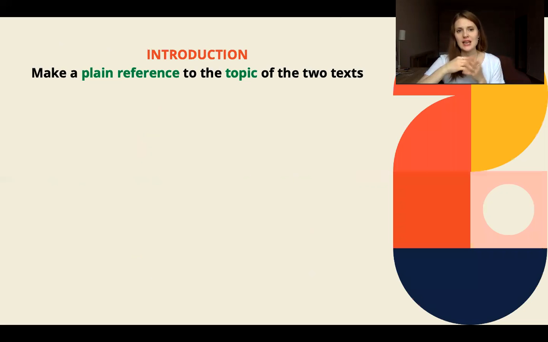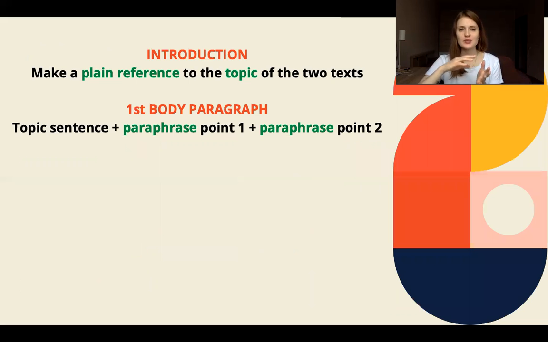Okay, first is the introduction, as usual. You make a plain reference to the topic of the two texts. In our situation, this is stress. And you just briefly mention what the two texts are about and what topic you're going to explore. Then the first body paragraph is devoted to the first text.